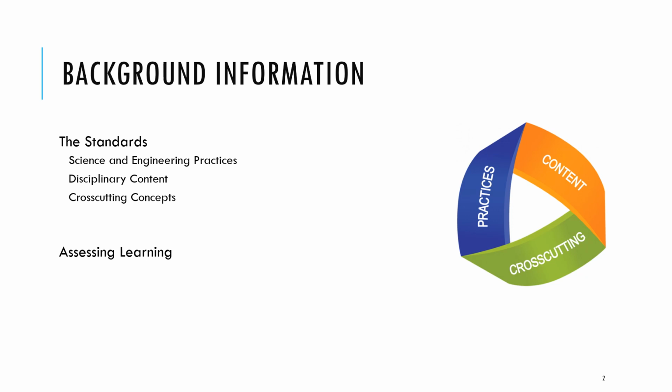There's some important background information. As far as the standards, within the Next Generation Science Standards, there are three distinct and equally important dimensions to science learning. These dimensions are combined to form each standard, or performance expectation, and each dimension works with the other two to help students build a cohesive understanding of science over time.